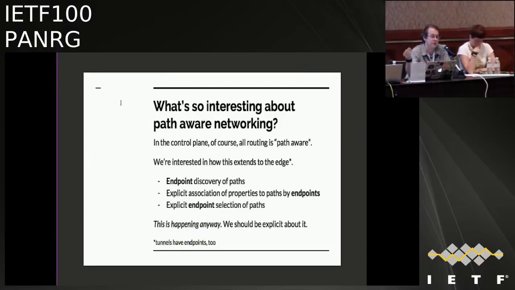So again, what's interesting about path-aware networking, obviously the routers are aware of the paths that the traffic is taking. We solved this, it's BGP, right? Well, not really. We're interested in extending this to the edge. So discovery of paths, explicit association of properties to paths by endpoints, and endpoint selection of paths. Since we notice this is happening anyway in things like MPTCP and other multiple interface work, we figured that we should be explicit about it.